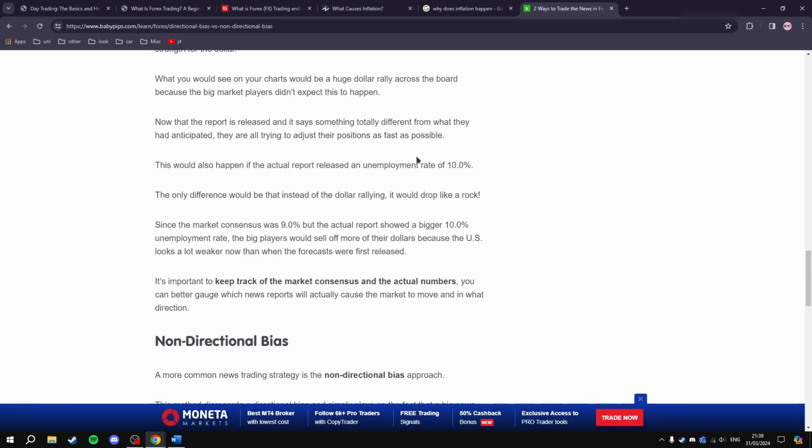Since the market consensus was 9% but the actual report showed a bigger 10% unemployment rate, the big players would sell off more of their dollars because the US looks a lot weaker now than when the forecasts were first released. It's important to keep track of the market consensus and the actual numbers. You can better gauge which news report will actually cause the market to move and in what direction.